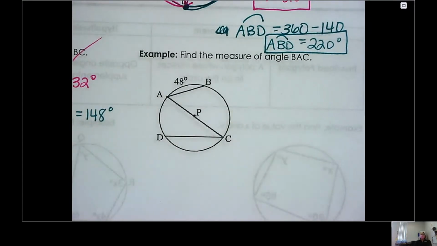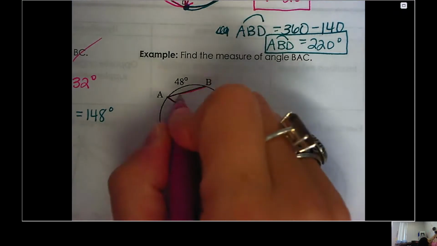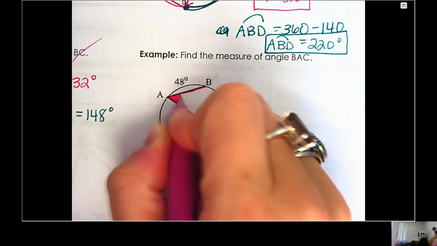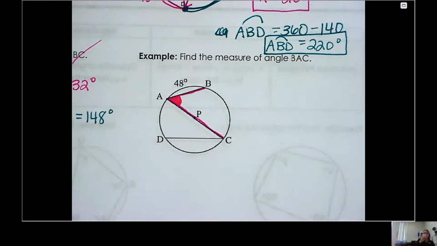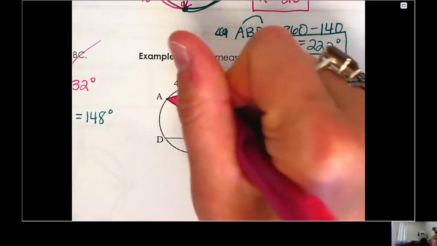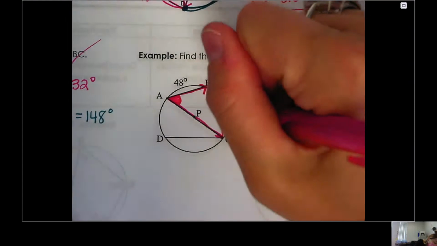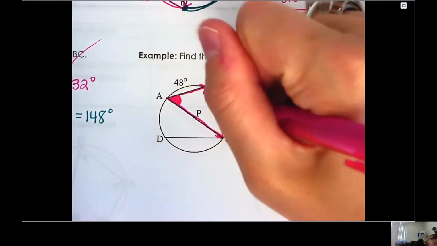Find the measure of angle BAC. Okay, so let's mark our picture. BAC. Trace it. Just like we've been doing. BAC, I want to know this angle right here. BAC. Which arc does it match up with? Well, what are the letters of the arc that it matches up with? B to C. Okay, so if I figure out BC, I can figure out what that angle is.